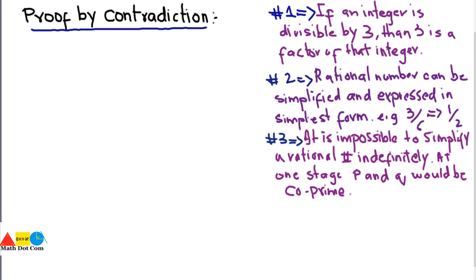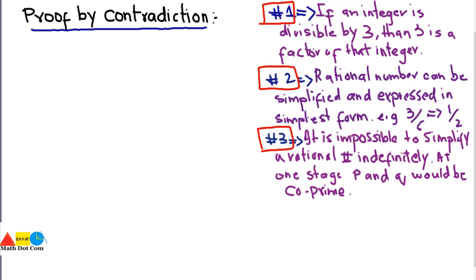Point number 1 is, if an integer is divisible by 3, then 3 is a factor of that integer. Point number 2 is, a rational number can be simplified and expressed in simplest form. For example, 3 over 6 can be simplified to 1 over 2. Then fact number 3 is, it is impossible to simplify a rational number indefinitely.